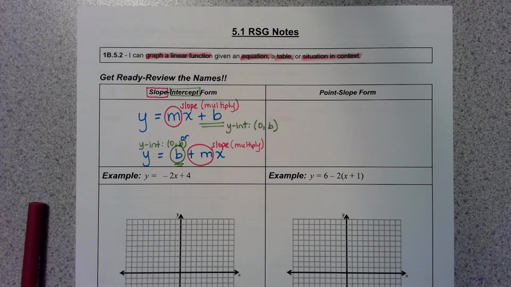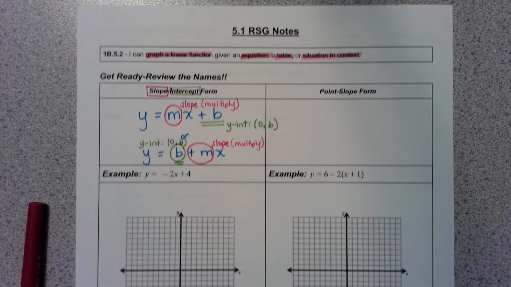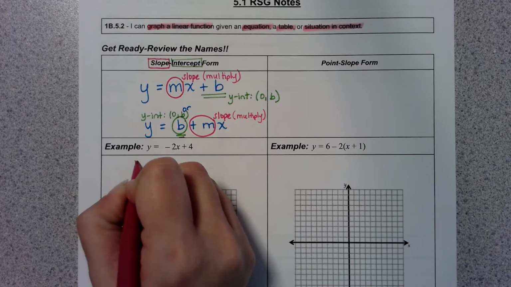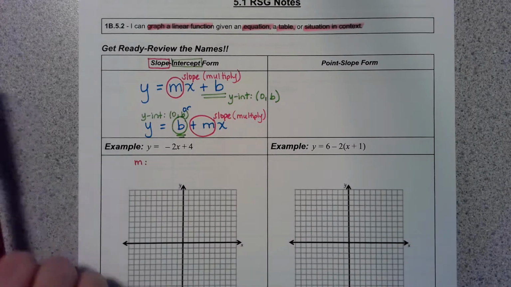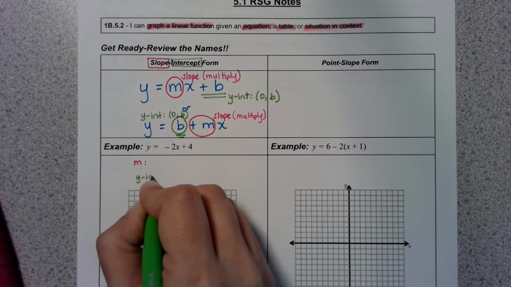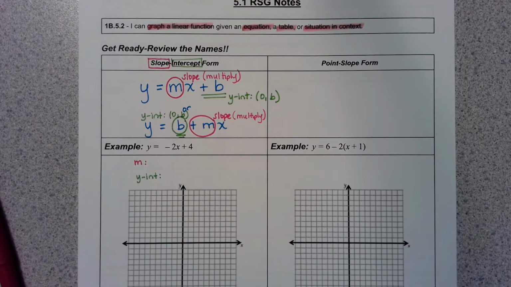An example of a slope-intercept form of an equation would be y equals negative 2x plus 4. Now, in this unit, we're not going to remind you that you should find the slope and the y-intercept. Instead, the expectation is you should look at this equation and know, from this equation, I can figure out the slope and I can figure out the y-intercept. And then I can use those two pieces of information to make my graph.